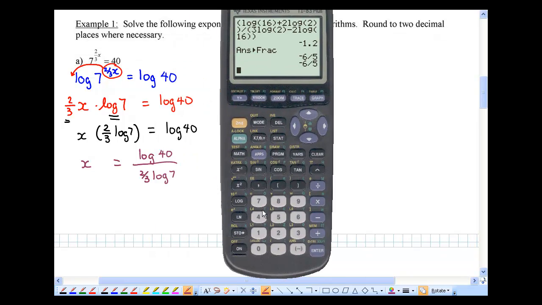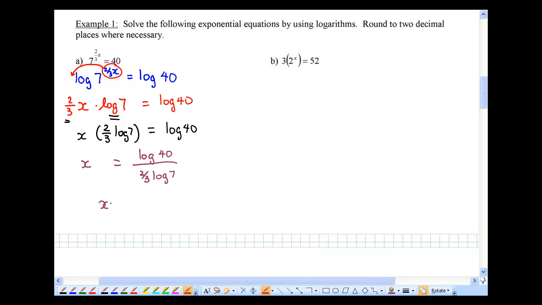So just go ahead, take log 40, divide that by bracket 2/3 of log 7. And then close the bracket. And then press enter. And there's your answer. So x is approximately 2.84.